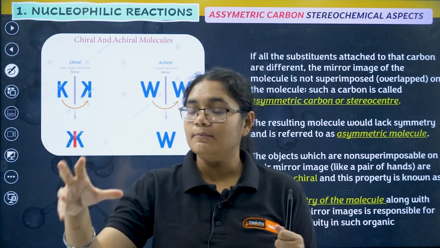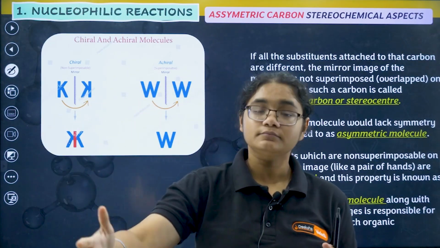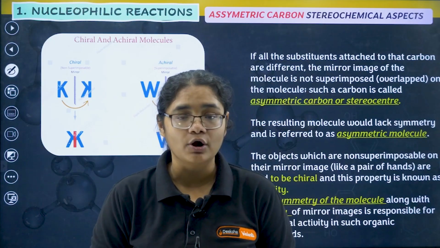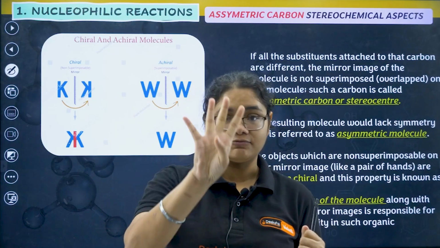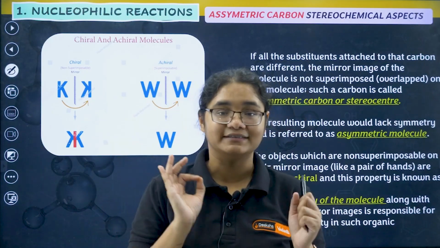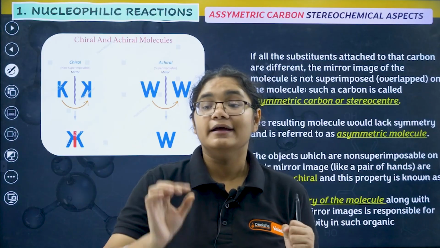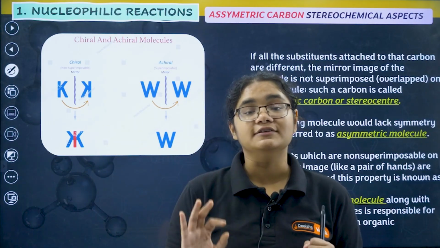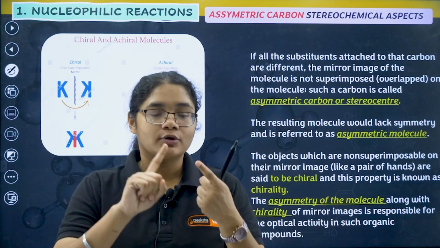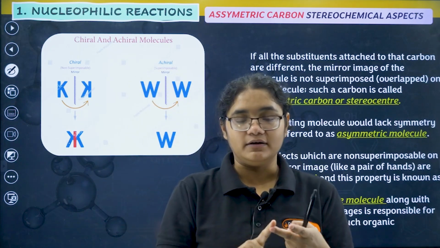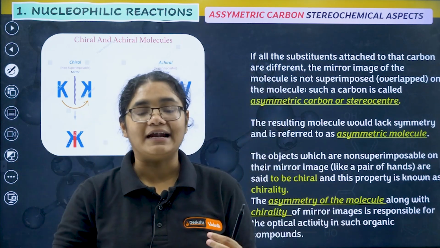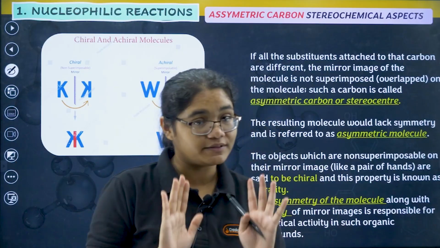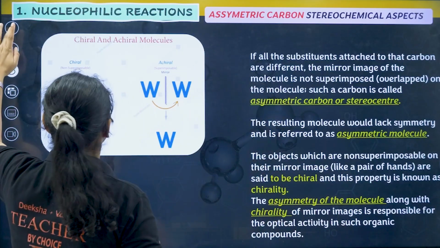Now how will you know whether a molecule will rotate the plane polarized light or not? For that, the carbon should have 4 different groups. This property is called asymmetric carbon, and its mirror image should be non-superimposable, and this property is called chirality. So chirality plus asymmetric center results in the optical activity of a compound. I hope this is clear, very, very clear, 3 terms.